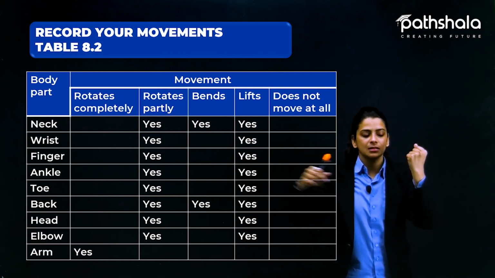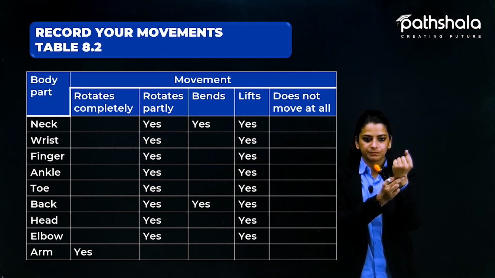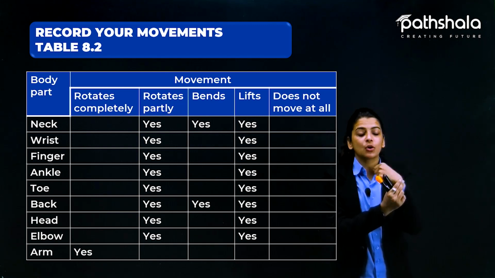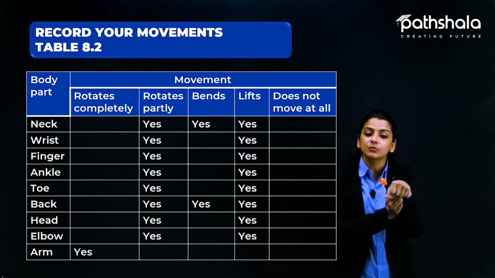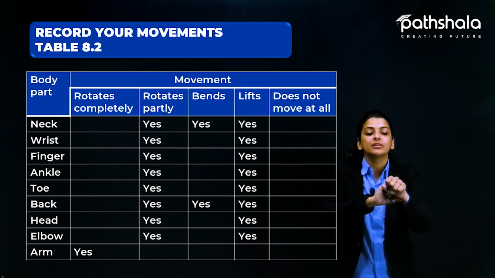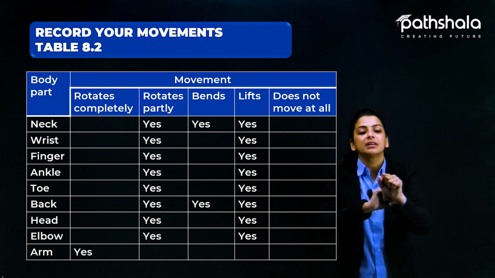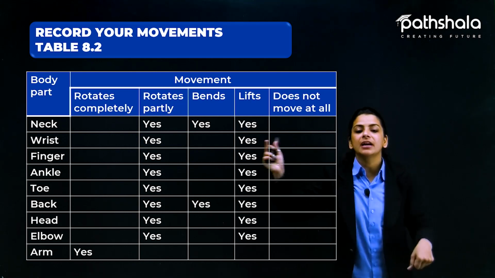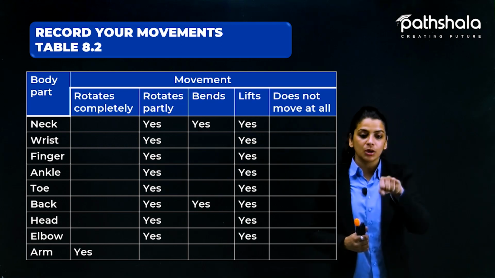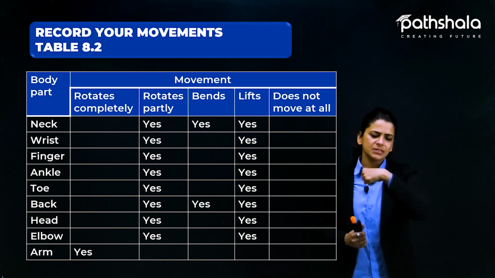Now does it bend? See, this is the wrist. Is it able to bend? Bending means what? Movement. Don't confuse it with the movement. It means, in the wrist area, you have the bones, are they able to bend or not? So here it will come nothing because it is not able to bend. Now lift. Are you able to lift your wrist? Obviously I can.